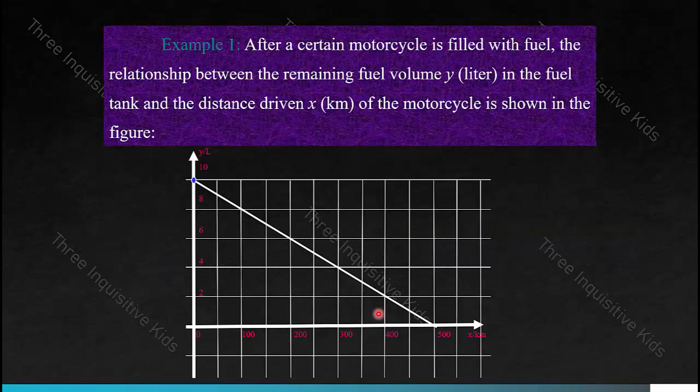Example 1. After a certain motorcycle is filled with fuel, the relationship between the remaining fuel volume, Y, in liters, in the fuel tank and the distance driven, X, in kilometers, of the motorcycle is shown in the figure. So this is the function that represents the relationship between X and Y.